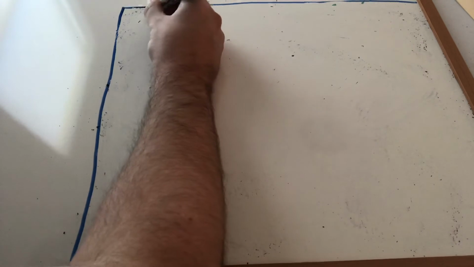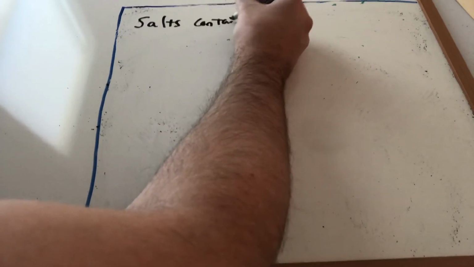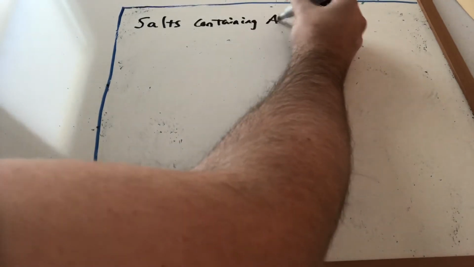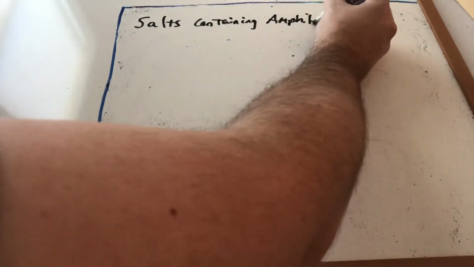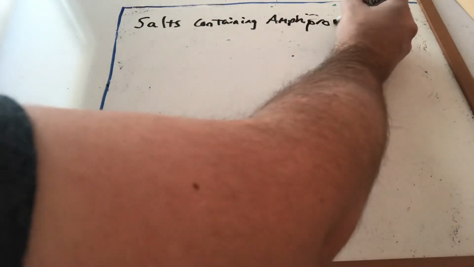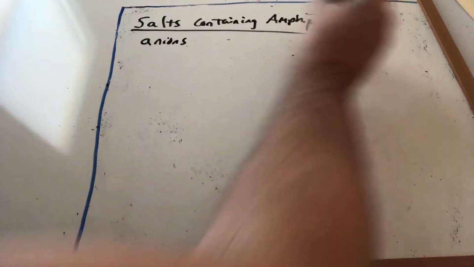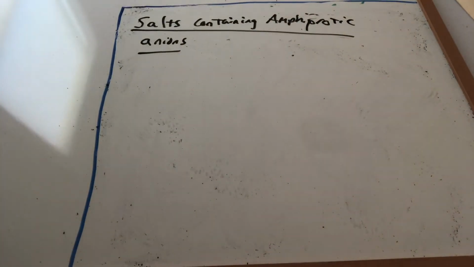It gets a little bit more complicated when we start to discuss salts containing amphiprotic anions. All right, salts containing amphiprotic anions.